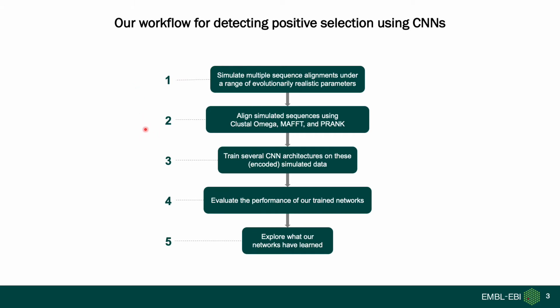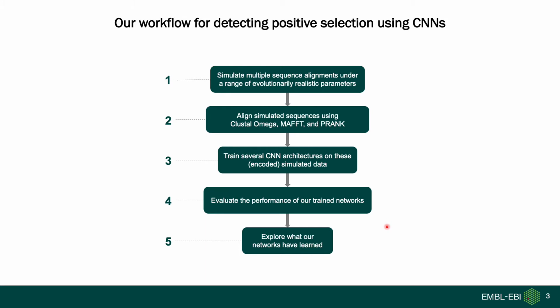And so step 2, we align these simulated data using several aligners of interest, although today I'll be focusing on training data aligned using Clustal Omega, and testing data which has been aligned using multiple algorithms. We then train networks on these alignments, testing a variety of architectures and hyperparameter values. And then finally, we can evaluate the performance of each trained network and explore what they have learned.